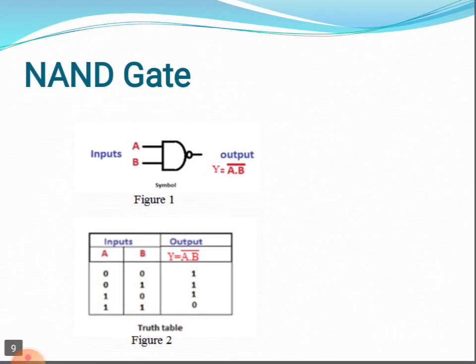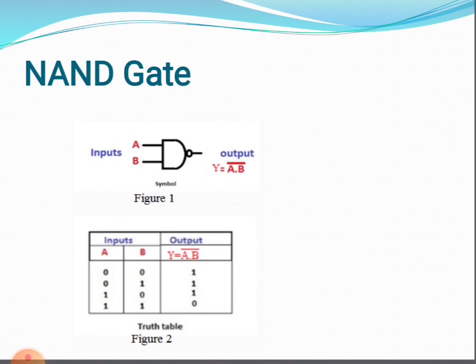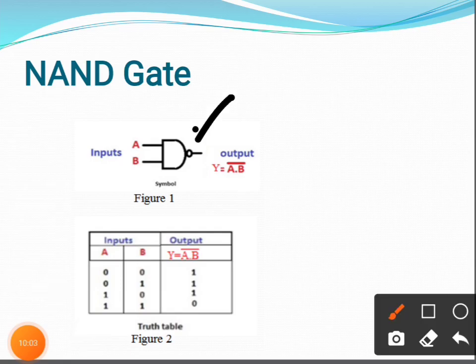Let us see NAND gate first. Figure 1 shows the logical symbol for a NAND gate, and figure 2 shows the truth table for a NAND gate. Here the bubble on the output side of a NAND gate represents NOT operation, inversion or complementation. Look at this figure. This is a bubble. This bubble shows the inversion or complementation part.